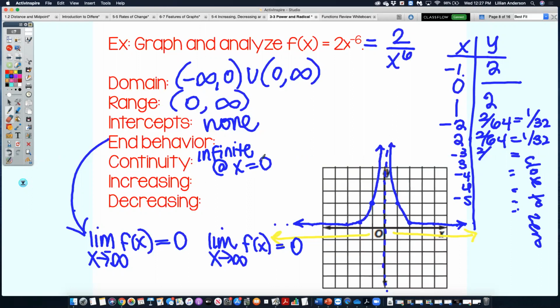So if it's not continuous, you always state what type of discontinuity it is and where the discontinuity is occurring. It's increasing from what to what? -infinity to 0, and then it's decreasing from? 0 to infinity. Very good. Remember, with increasing and decreasing, you read from left to right. In end behavior, you start at the middle, go to the left, go to the right. That's how you analyze these types of power functions that have the negative exponent.